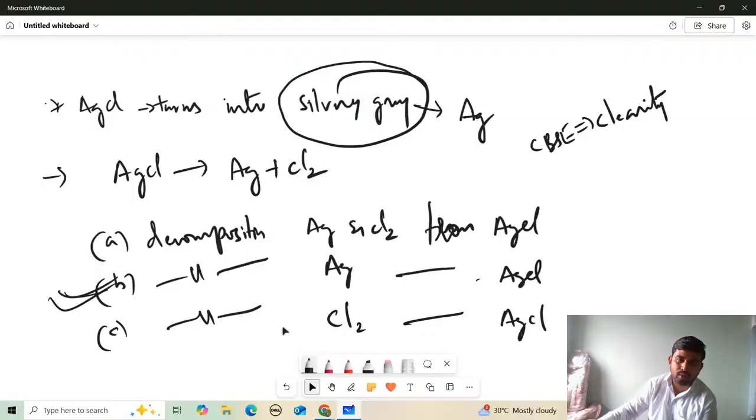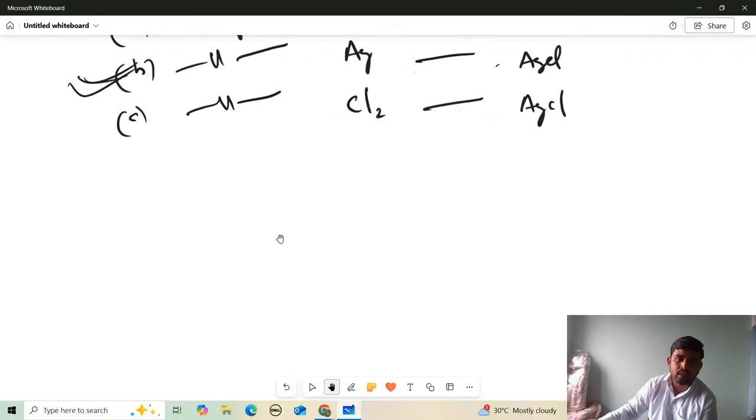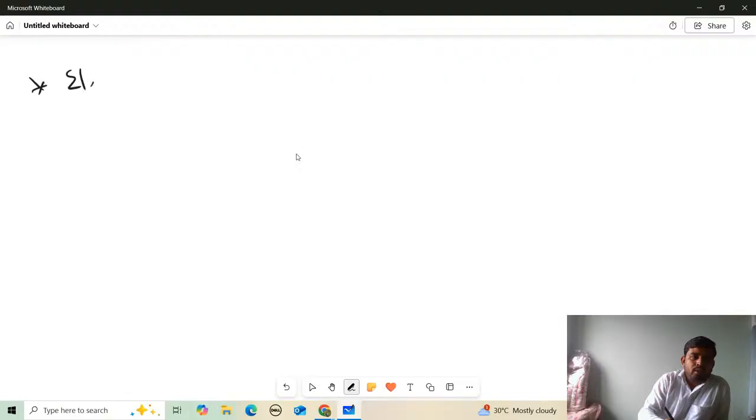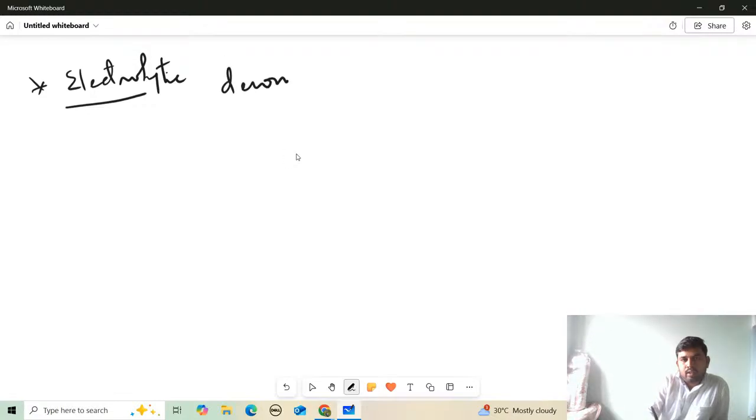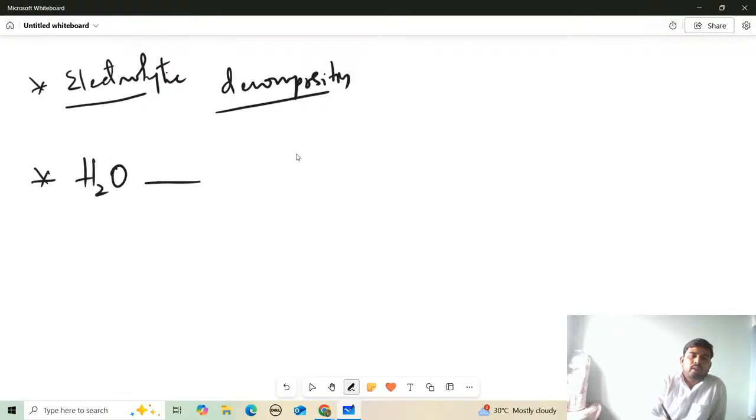Next type of decomposition reaction: photolytic is completed. The last one, thermal, is completed. I can discuss electrolytic now. So electrolytic decomposition reaction. Here what happens? They take an example of H2O giving rise to H2 plus O2 by supplying an electrical current.